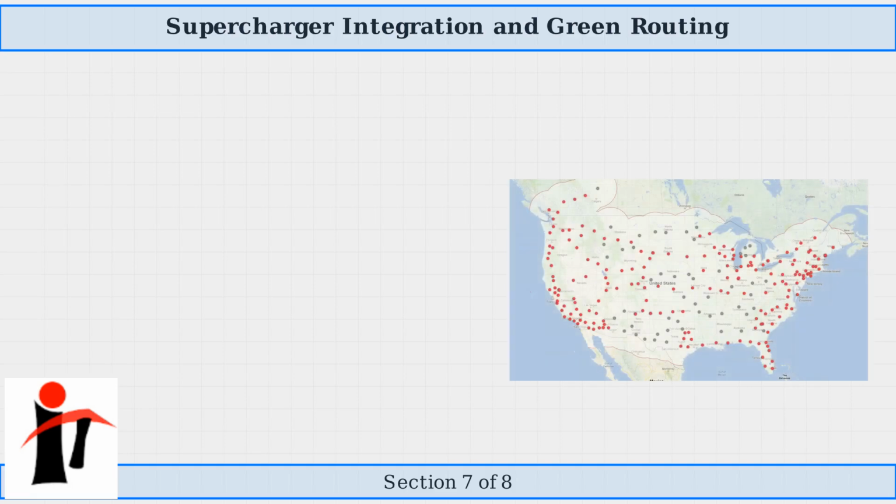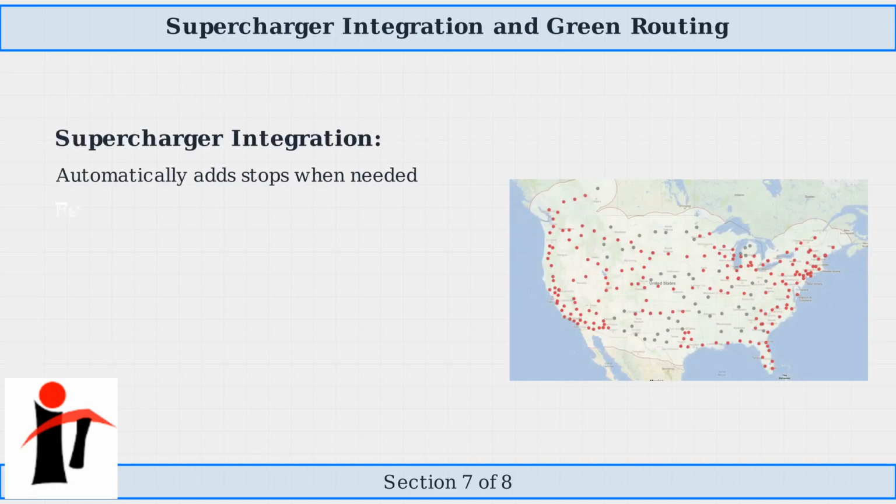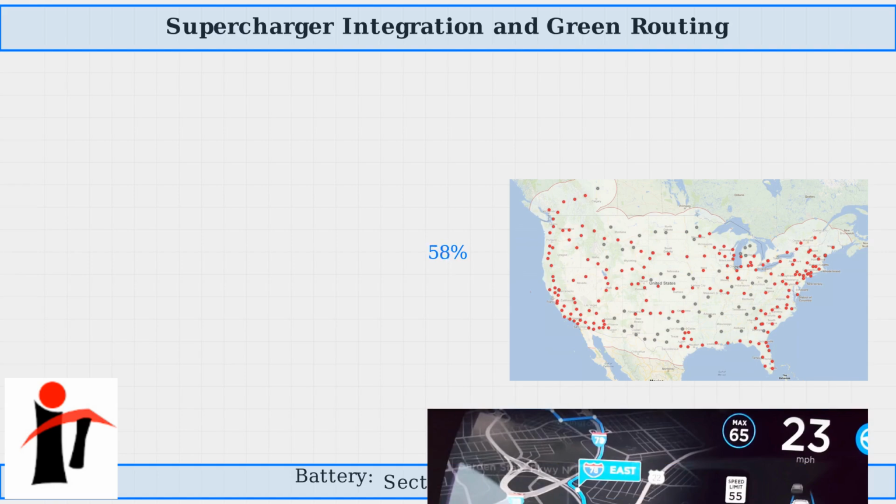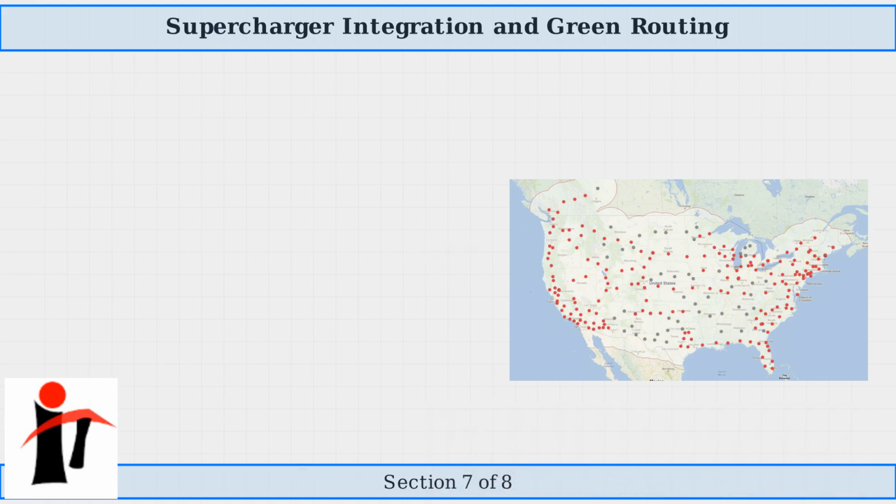A key feature of Tesla Navigation is its seamless integration with the Supercharger network. The system automatically includes Supercharger stops along your route when needed, estimating charging times. This helps ensure you never run out of battery on long trips. For example, if your route requires a charge, the navigation will insert a Supercharger stop. Let's see how this works on the Tesla touchscreen.